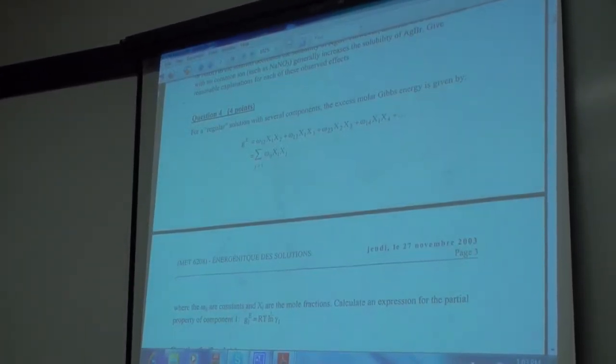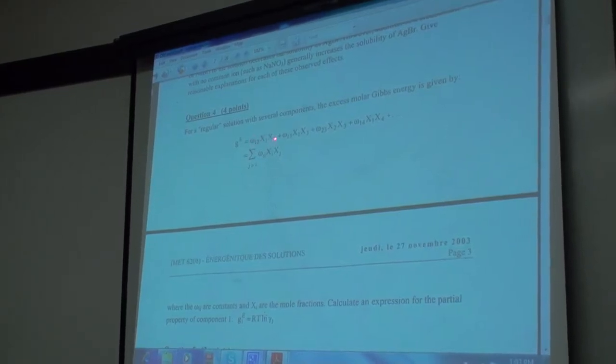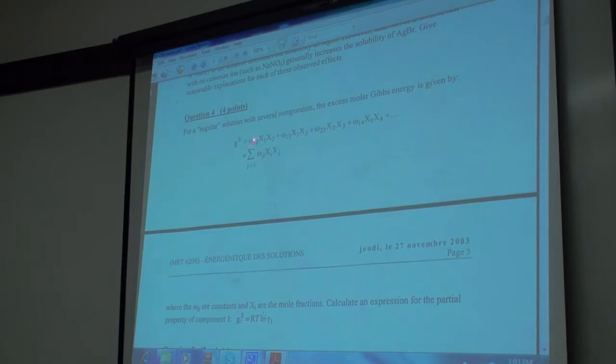by this equation here. This omega 1,2 is the binary parameter for the 1,2 system, and that's the energy of the 1,2 bonds minus the average energy of the 1,1 and 2,2 bonds, the same thing, and you're assuming that all the binary bond energies hold in the multi-component system and they're constant and so on. Okay, we only calculate an expression for the partial property of component 1. So you've got to differentiate the thing.